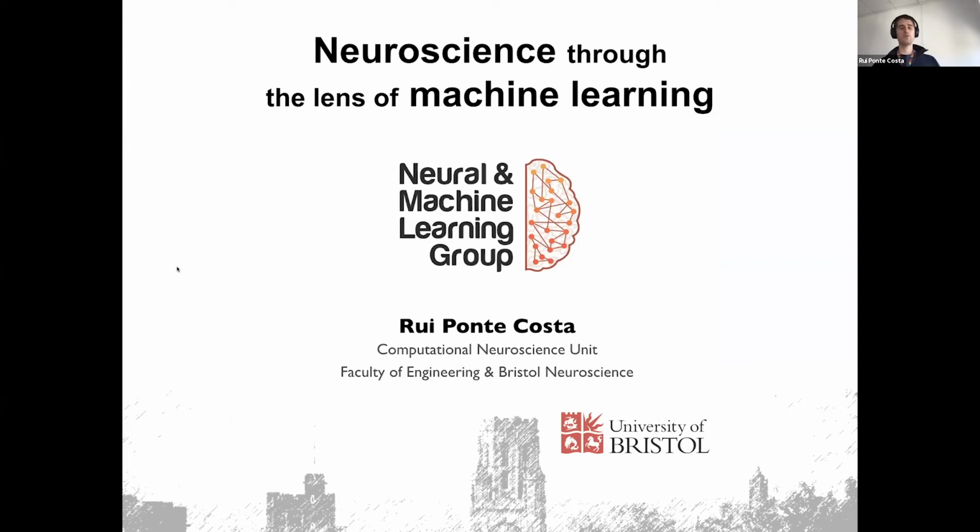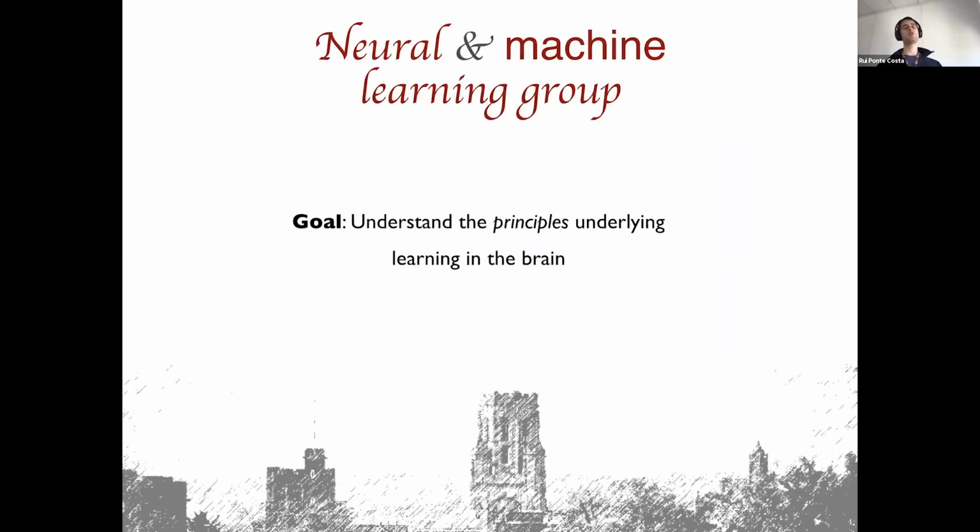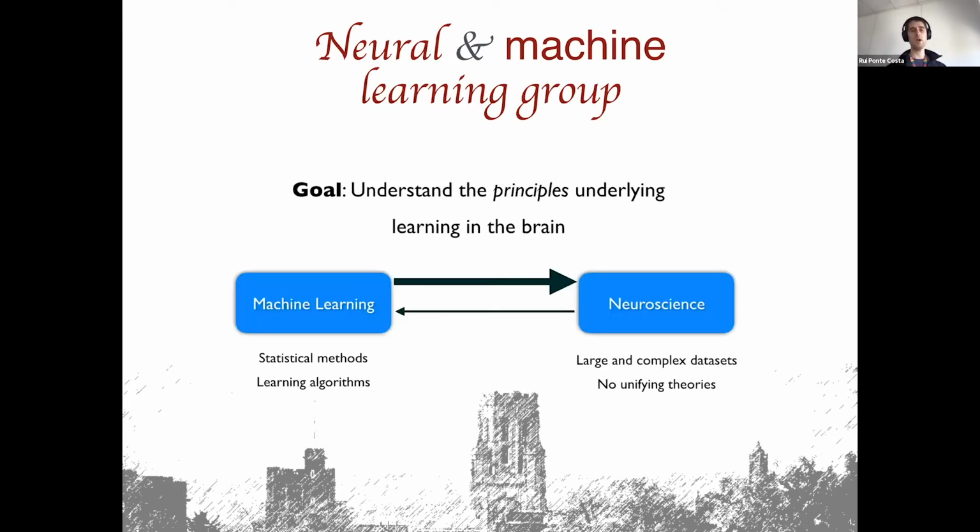OK, so today I'm going to talk about a bit of neuroscience and a bit of machine learning, and hopefully give you a feeling for what we do in our group. The central goal of what we do in our group is to understand the principles of learning in the brain. The way we tackle this is by using machine learning tools and ideas on one side, and then looking at neuroscience as a problem to solve.